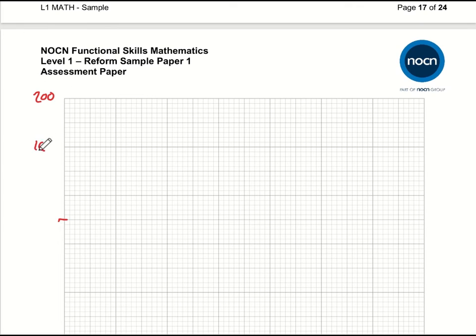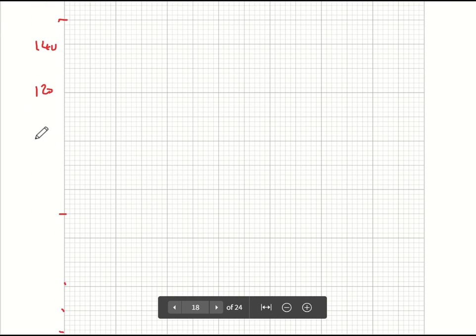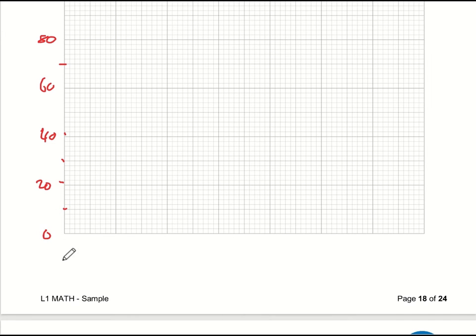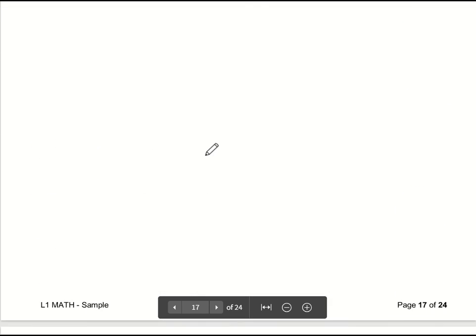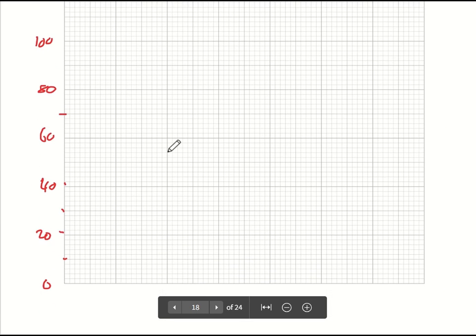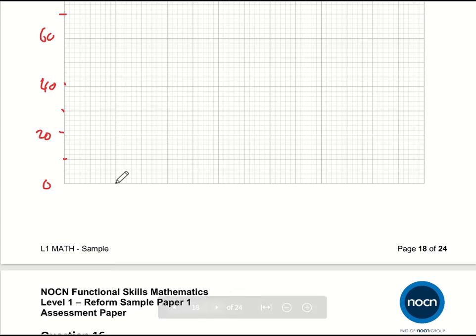So 190, 180, 160, 140, 120, 100, 80, 60, 40, 20 and 0. And how many shoe sizes did we have? We had 1, 2, 3, 4, 5, 6. And I'm thinking, can I do one bar that thick? No. So what I'm going to do is, this is going to be for shoe size.